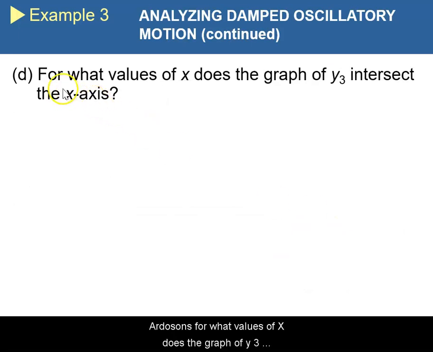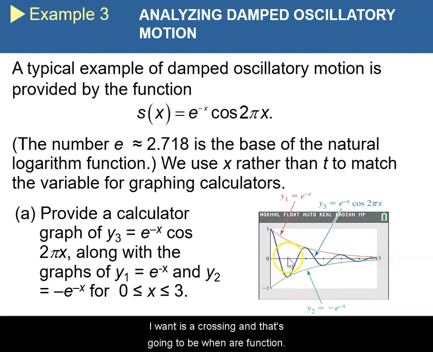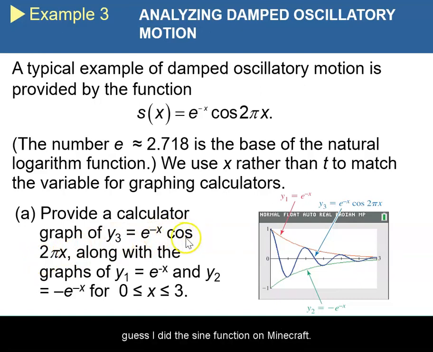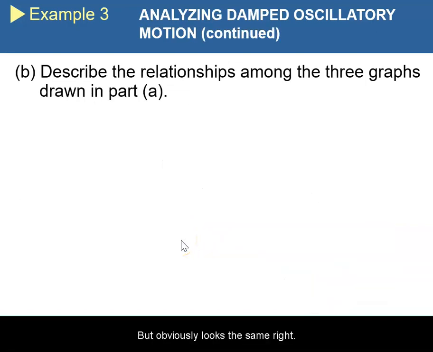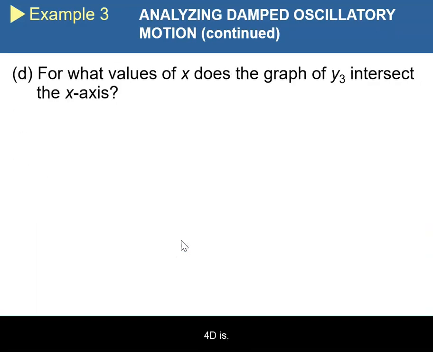So part D says, for what values of x does the graph of y3 intersect the x-axis? Okay. So when is it crossing? And that's going to be when our function e to the negative x cosine 2 pi x is equal to 0. So apologies, I guess I did the sine function on my graph because I did it in haste, but obviously it looks the same, right? So I want to know when, for D, this is equal to 0.